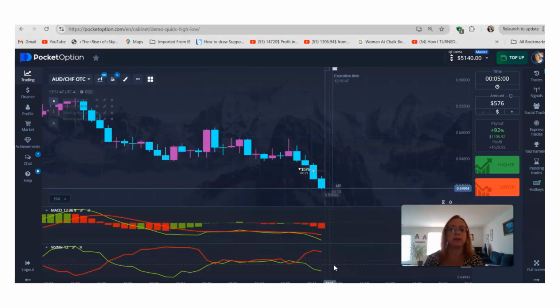The vortex does come up a little later than the MACD, so you always need to make sure that both indicators indicate the same exact thing before you get into the trade. And that is what makes it go and close in profit. So, and here we go. We're going to make another $1,105 there.